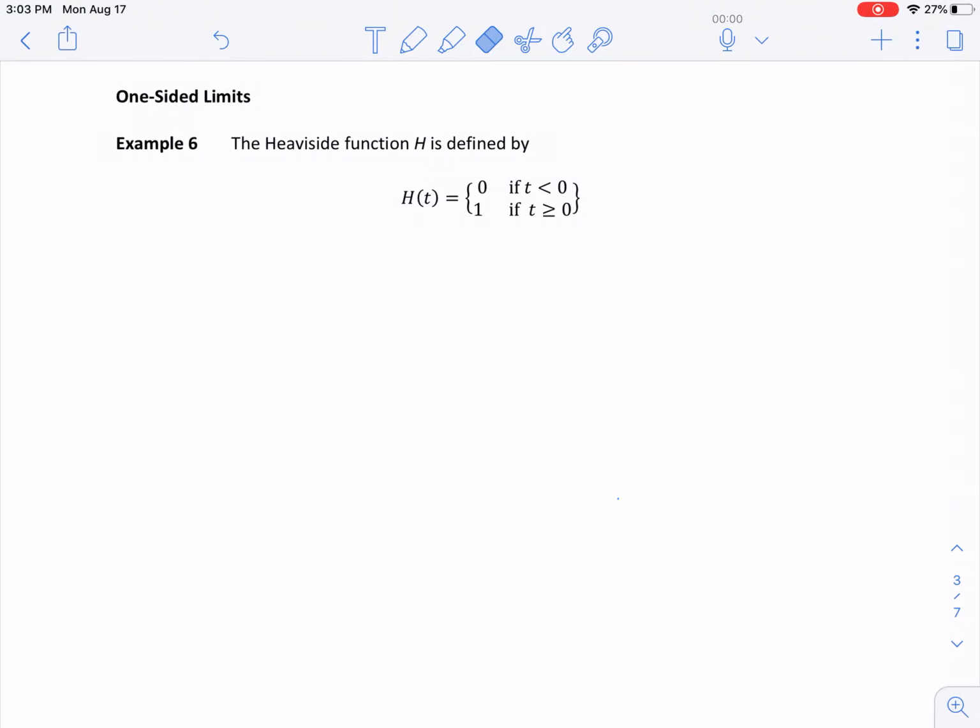Let's take a look at this example, the Heaviside function h. So you can see h of t is 0 if t is less than 0, and h of t is 1 if t is greater than or equal to 0. If I want to draw this function, it looks like this.